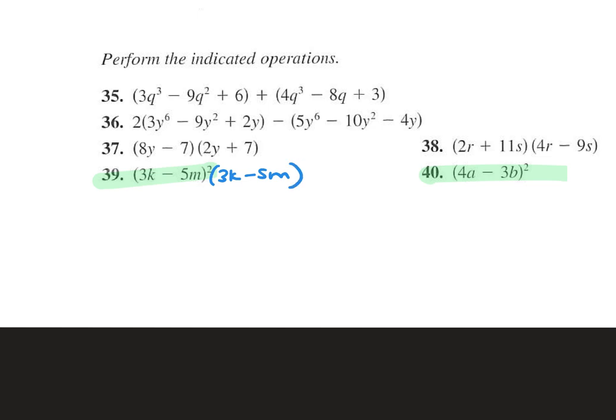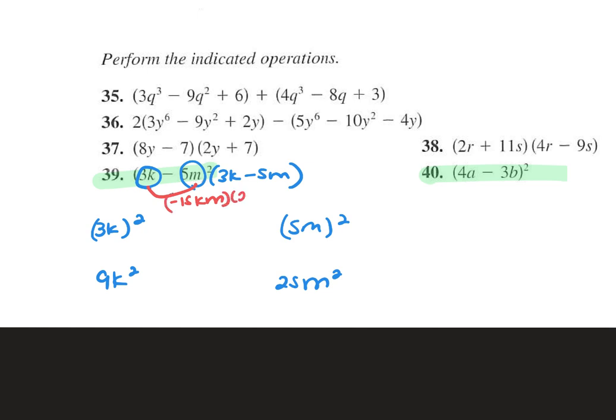And that shortcut is take the first one and square it. So 3k squared would be 9k squared. Take the last one and square it. 5m squared would be 25m squared. And then double the product. So the product would be negative 15km. And then I double it. So it's minus 30km for my middle term.